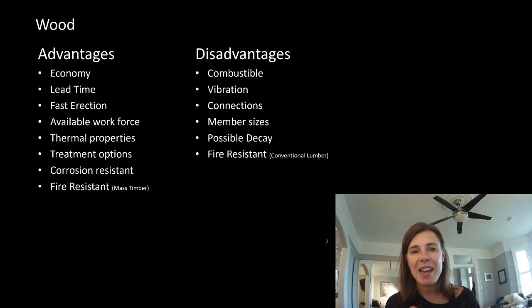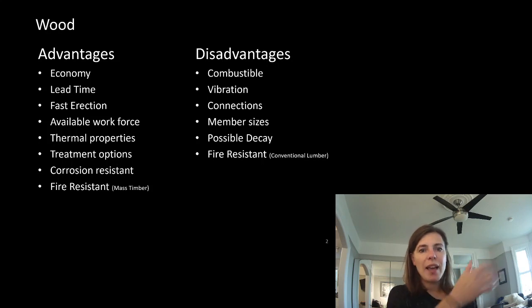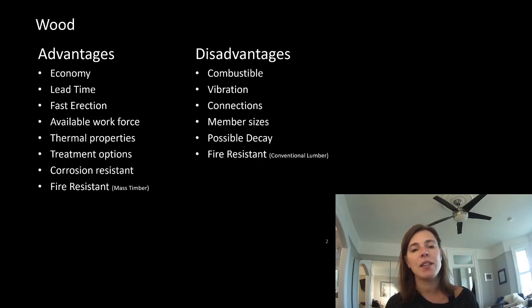The second it's windy though, the wind finds its way in all the little cracks and holes, and you cannot, even if it's 5 degrees, keep that place warm. So as long as the wood is sealed up, it has really good thermal properties.